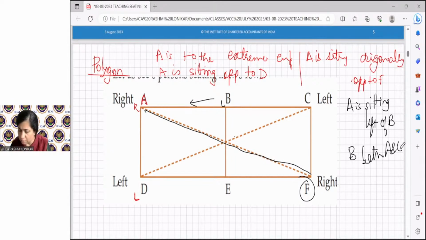Clear concept? Varun says clear, Jia is saying clear, Asha is clear, Nishi clear, Mrinalika. Good afternoon, Mrinalika. Yes, Deepak, it is sufficient. Okay, no problem. Okay, Durga, no problem.